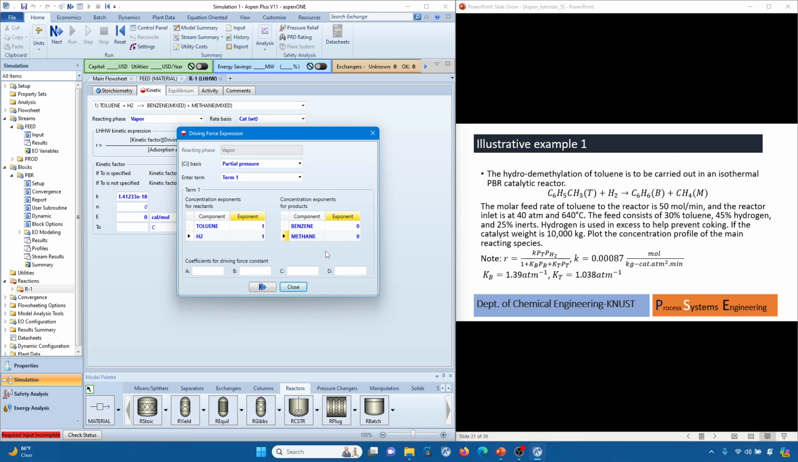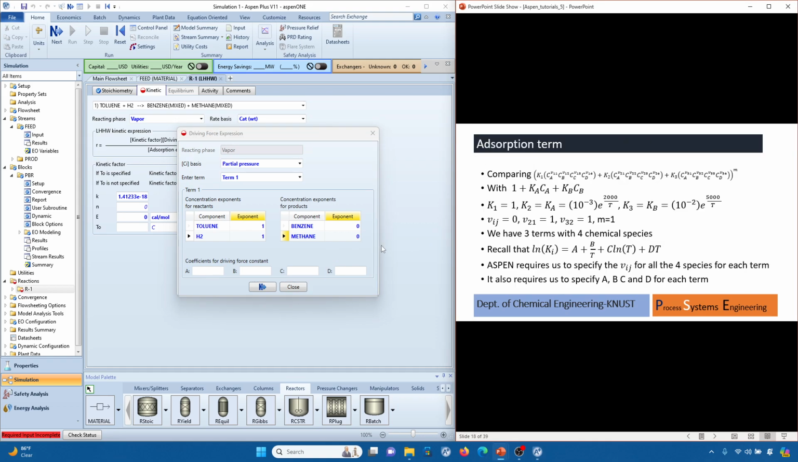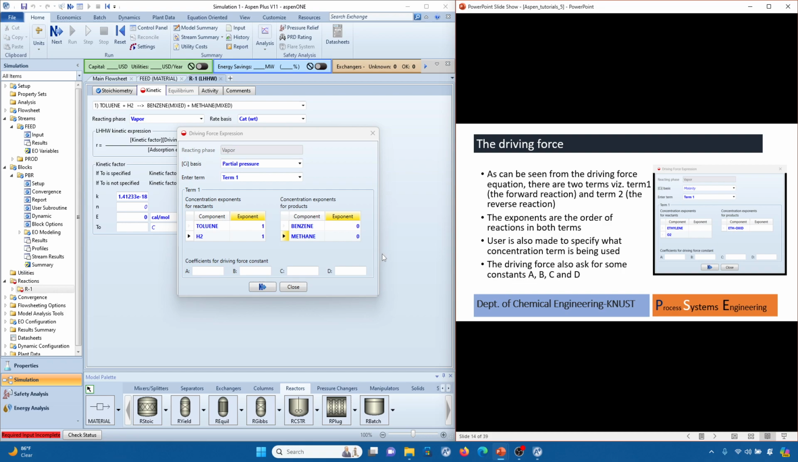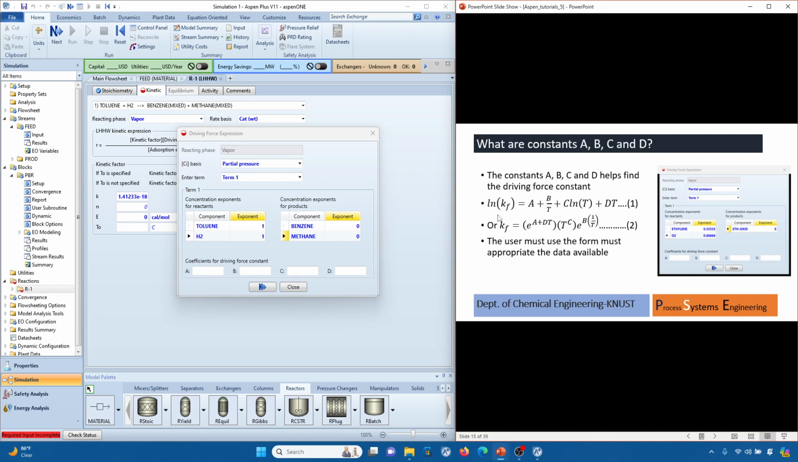Now when it comes to the driving force constants, that's the forward reaction and backward reaction constants, it's a bit complicated to specify. So Aspen takes these constants and uses them to estimate the constants in this way. So this is the general form. It can also be linearized. So they are also Arrhenius dependent. They have the form of the Arrhenius constant. So hence the exponential terms in there.